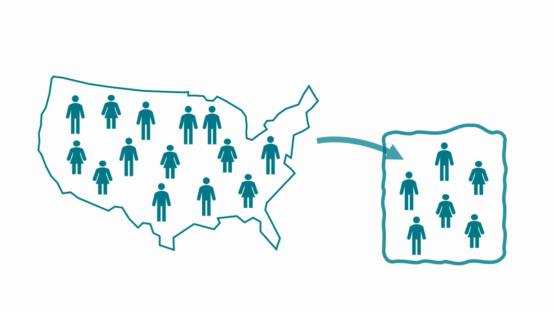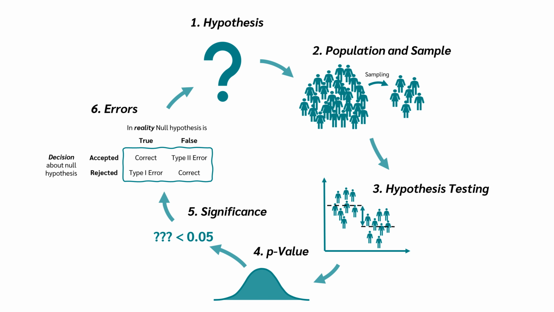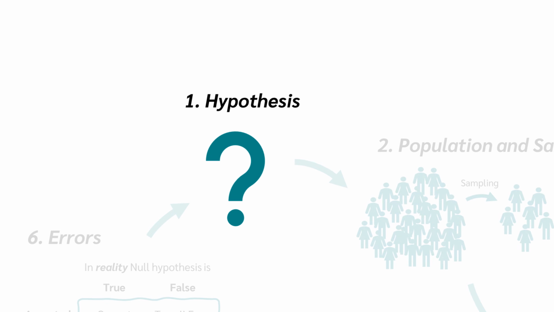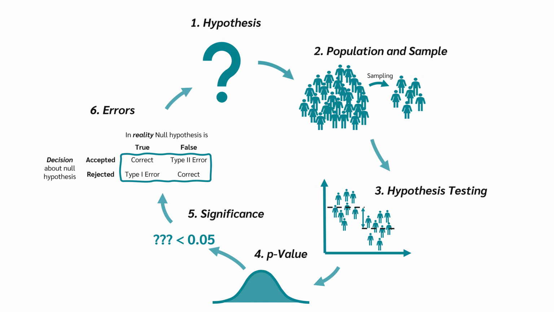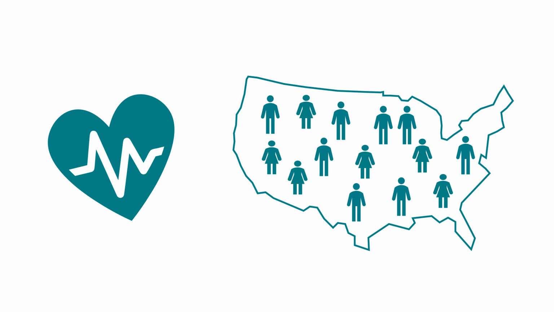And now we want to use the sample to make a statement about the population. And here are the 6 steps how to do that. Number 1, hypothesis. First, we need a statement, a hypothesis that we want to test. For example, we want to know whether a drug will have a positive effect on blood pressure in people with high blood pressure. But what's next? In our hypothesis, we stated that we would like to study people with high blood pressure. So our population is all people with high blood pressure in, for example, the US.